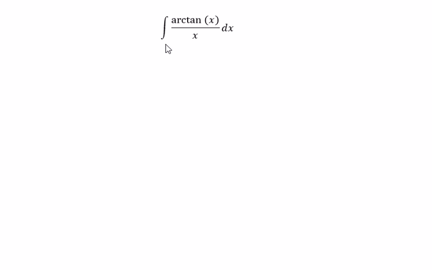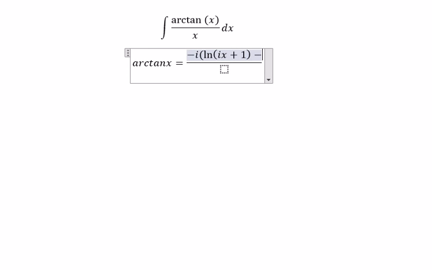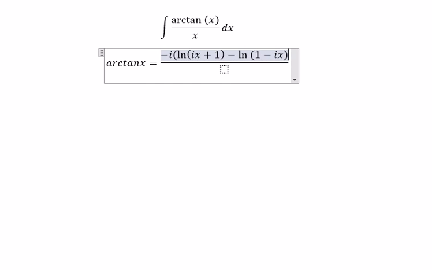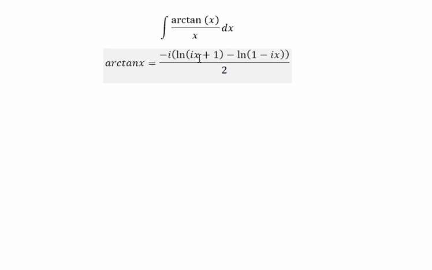We have the integral of arctan of s over s ds. So now I will show you the technique for how to answer this one. About arctan of s, we can change it into negative i multiplied by ln of (1 + is) minus ln of (1 − is), over 2. So we put this one in here.